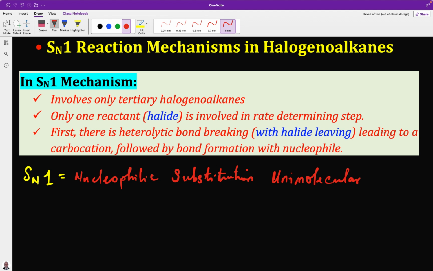Since it is SN1, as the name implies, only one reacting species is involved in the rate determining step, and that species is the halide. Only the halogen is involved in it, and for that reason, we say it is an SN1 mechanism.